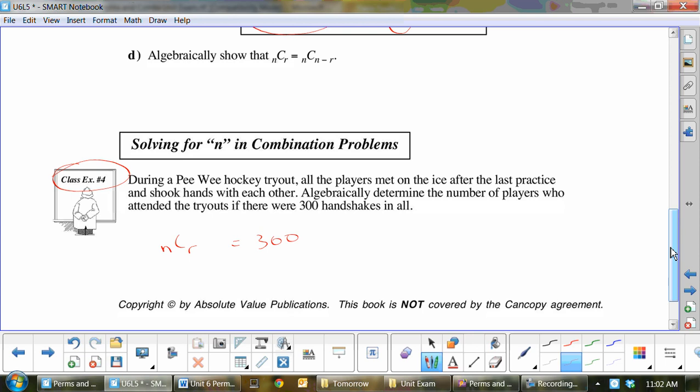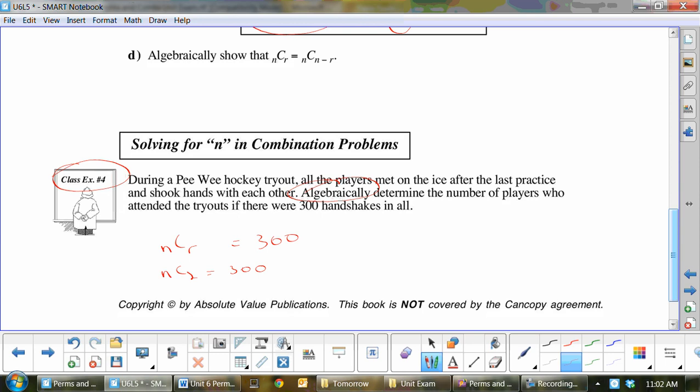So we've got nC2 equals 300. Okay? Now I'm just looking for n. Now, how do you find n? Multiple choice, guess and test. Absolutely. I'd be thinking it's a hockey tournament, or it's a hockey tryout. Maybe think bigger numbers. You can also put this into Y1 of your calculator and go to table. But this one, we're going to do algebraically because it's a written response question.